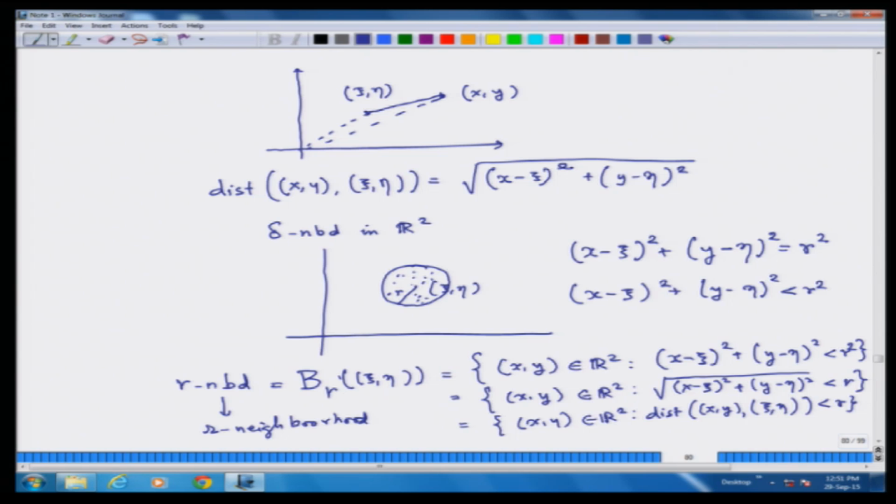Now, once we have this definition, we can then speak about limits and continuity, which we will start in the next class, and we will do it through the epsilon delta definition. Thank you very much.